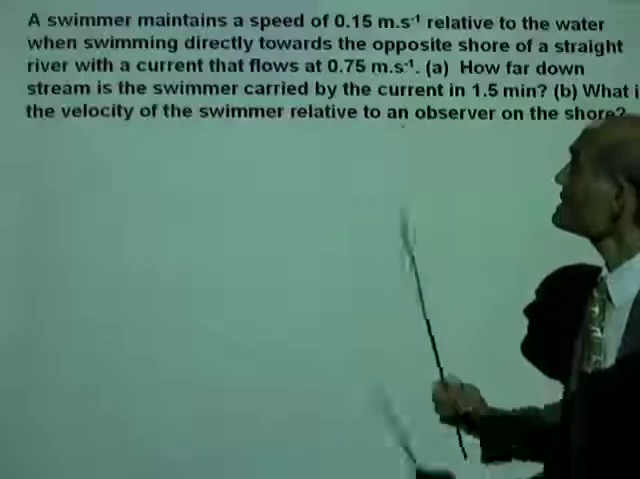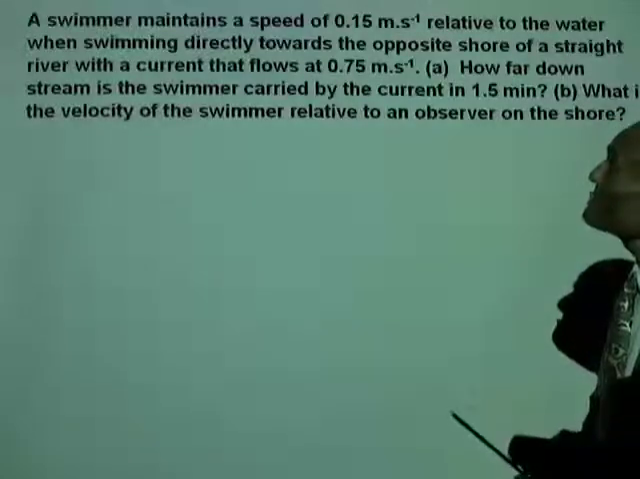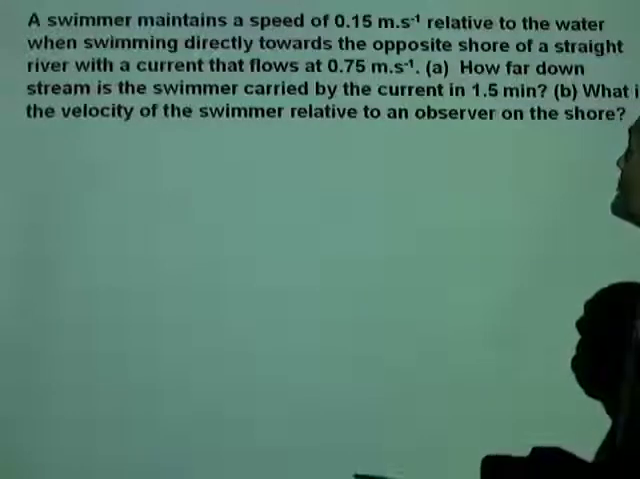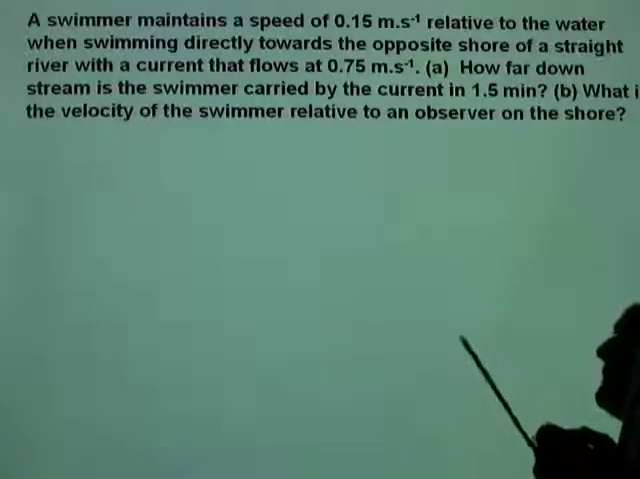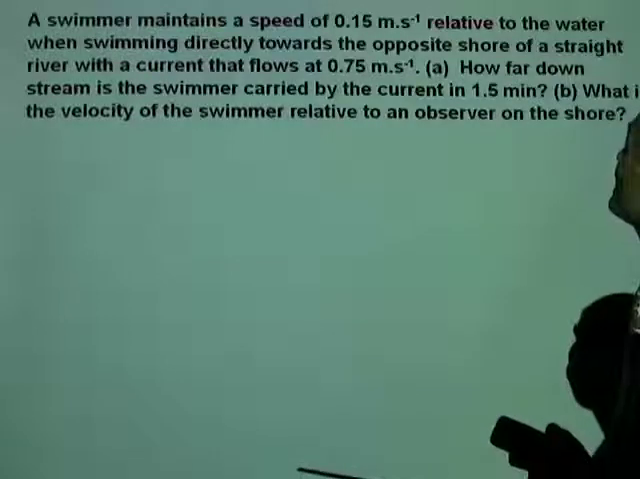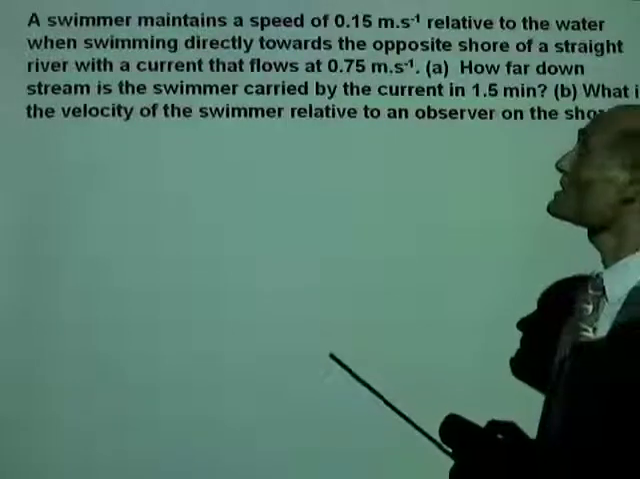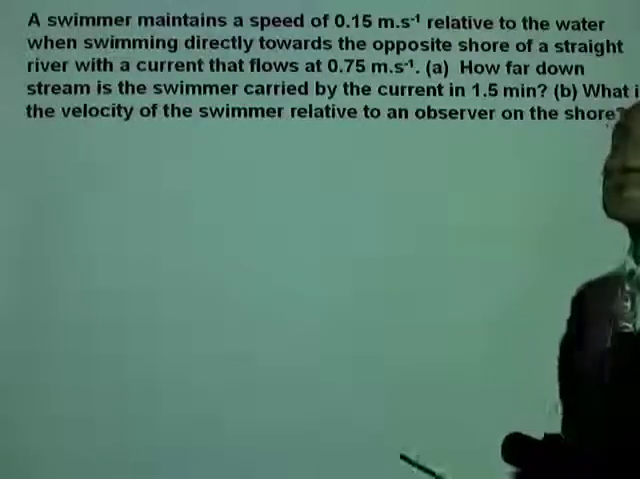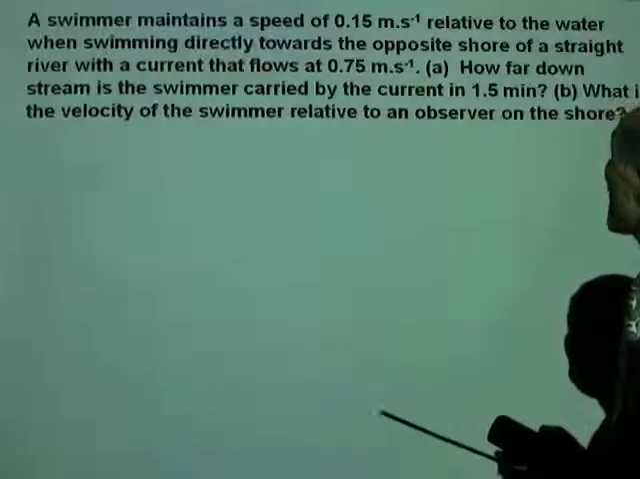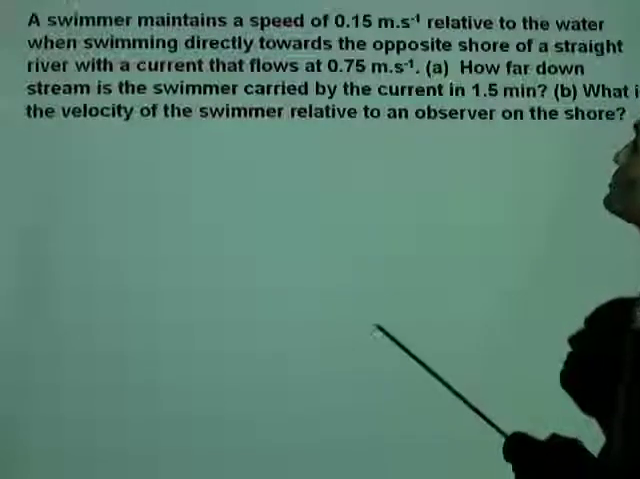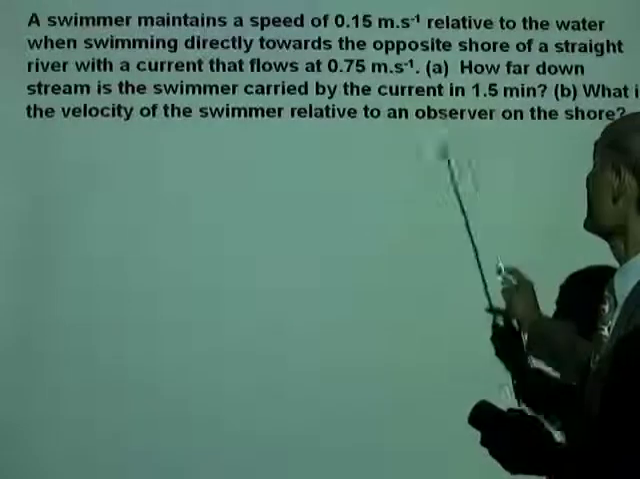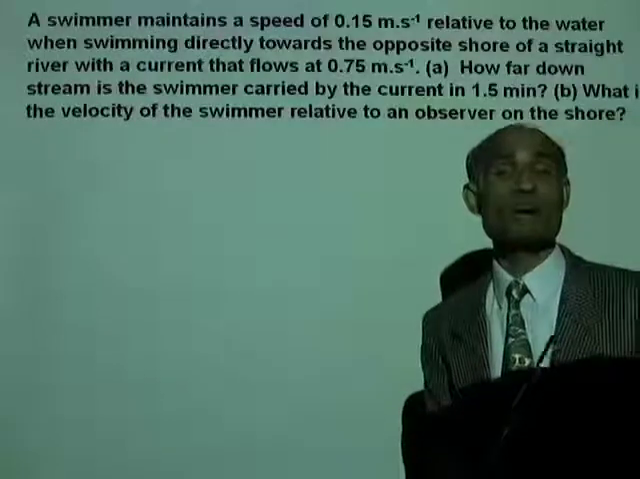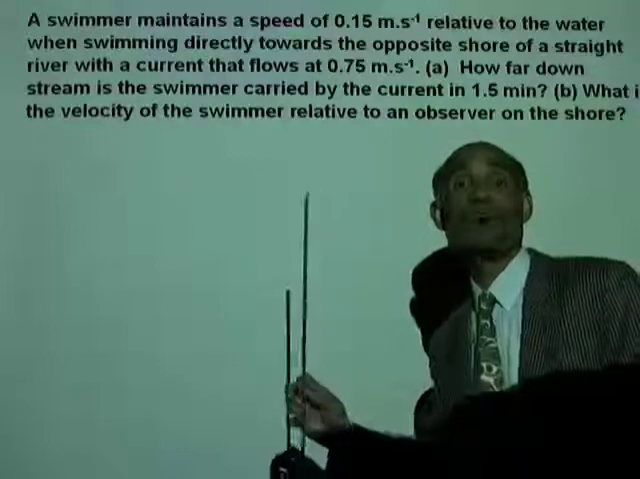Alright, let's now do another problem. A swimmer maintains a speed of 0.15 meters per second relative to the water when swimming directly towards the opposite shore of a straight river with a current that flows at 0.75 meters per second. How far downstream is the swimmer carried by the current in 1.5 minutes? What is the velocity of the swimmer relative to the observer on the shore?